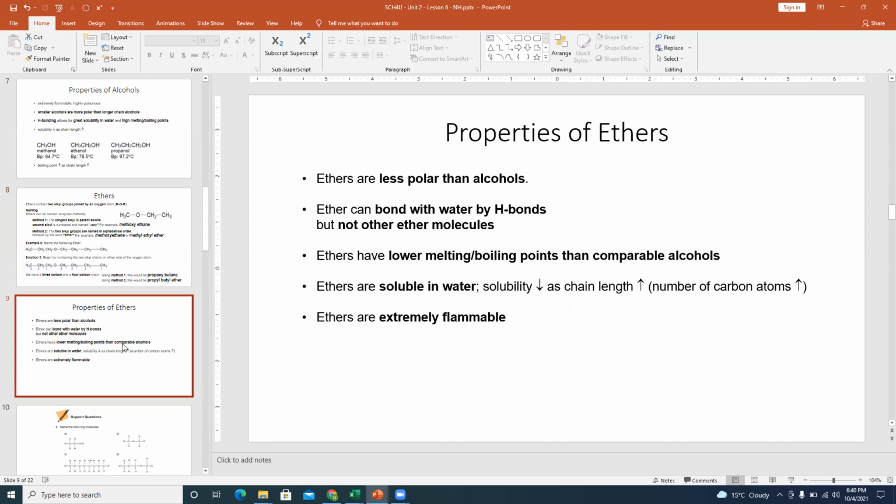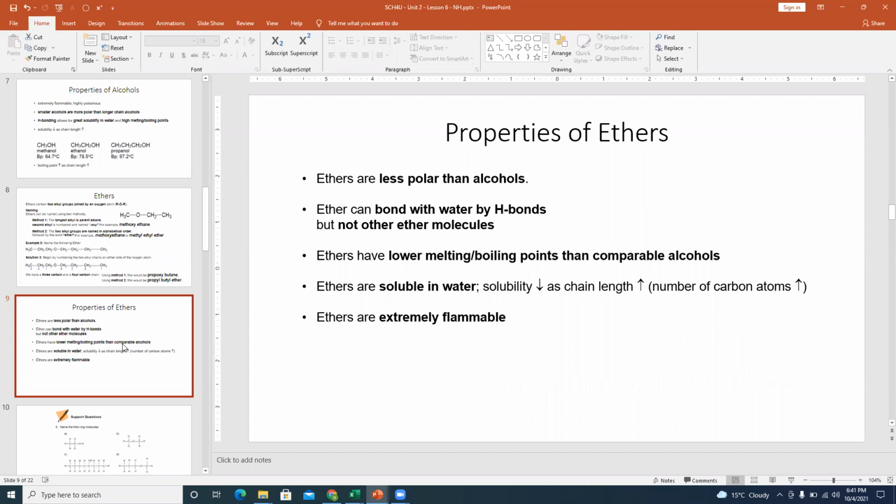Ethers also have a lower melting and boiling point than similar alcohols. So if you have two compounds that are very much the same, except one is an ether and one is an alcohol, otherwise they have the same makeup, the ether would have the lower melting point and a lower boiling point than the comparable alcohol. And ethers, as we said, are soluble in water, and their solubility will decrease as their chain length increases, as the number of carbon atoms increases.